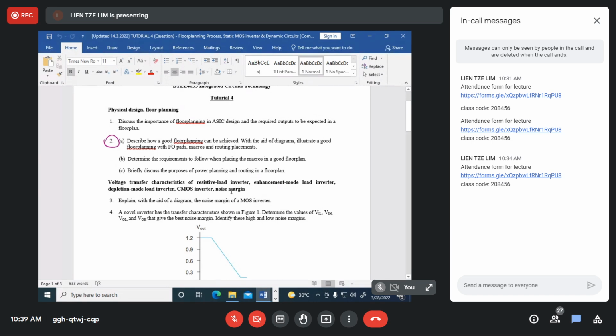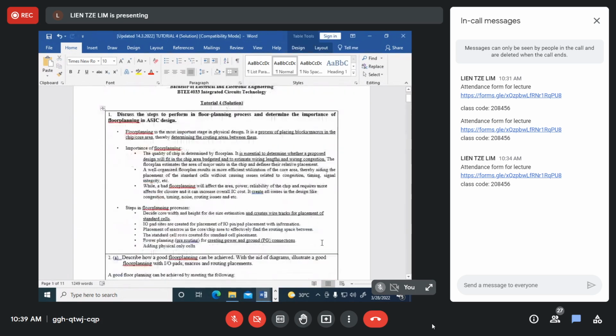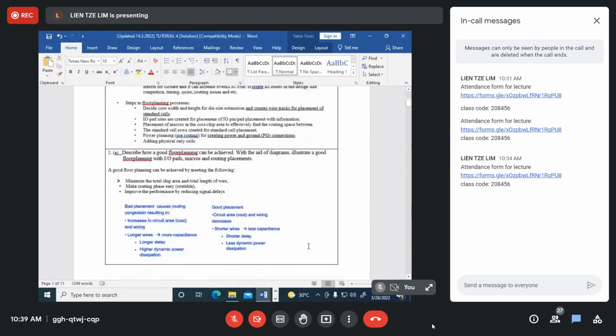So what will be the answer? How can a good floor planning be achieved? I will directly show my answer here. You can check. My answer is not all correct, some may not be correct, and not all of the answer is given. There is a better answer for the question, but this is the answer that I have now.